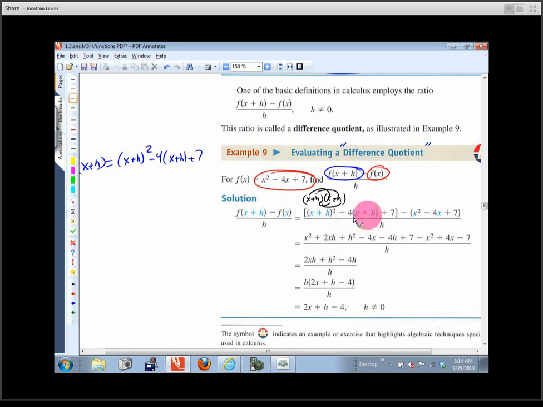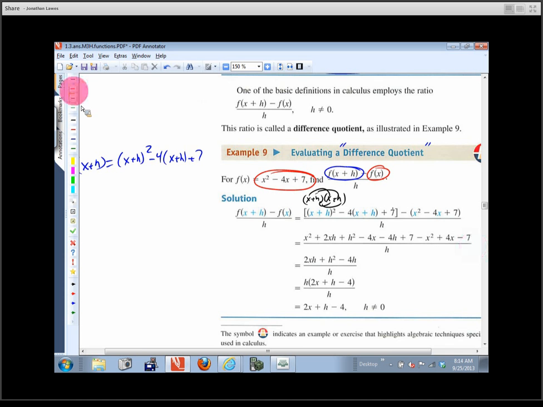The rest of this is not too terribly bad. They distribute through here, so that's a minus 4x and a minus 4h. That's a plus 7. What happened here when we subtracted? What happened from this line to this line? What happened, Logan? We distributed through a negative, so each one of those changes. Now take a look at what happens here.